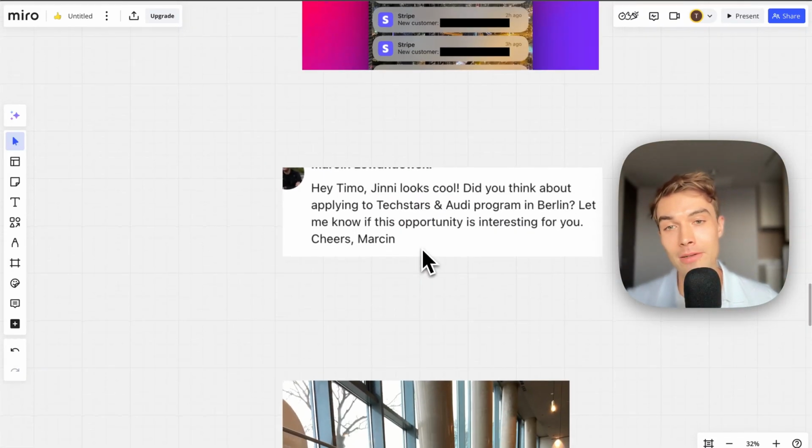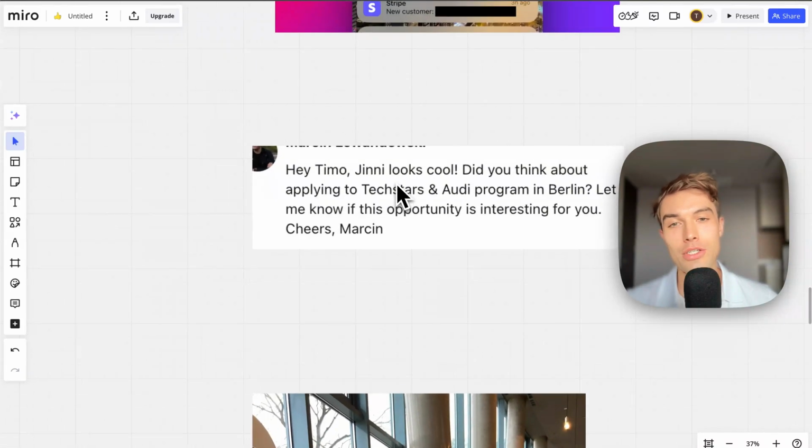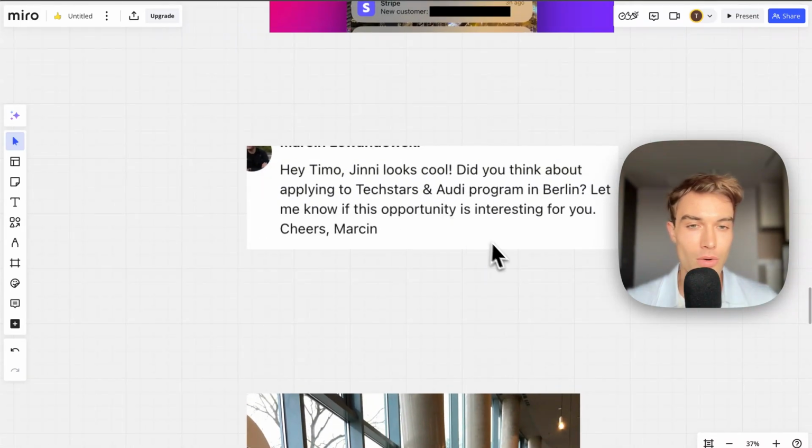And yeah, then Techstars reached out. Techstars, if some of you don't know, is like the tier two accelerator after Y Combinator. They actually DM'd me, out of the blue.